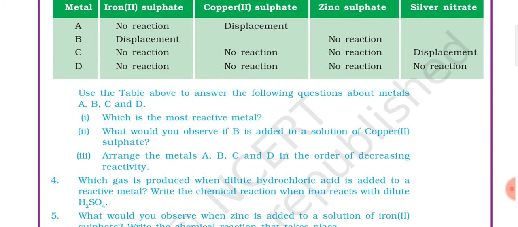Now question number 4 is, which gas is produced when dilute hydrochloric acid is added to a reactive metal? So we know that when metal reacts with dilute acid, hydrogen gas releases. Write the chemical reaction when iron reacts with dilute H2SO4. So when iron reacts with dilute H2SO4, you will get iron sulfate FeSO4 and hydrogen gas will release.